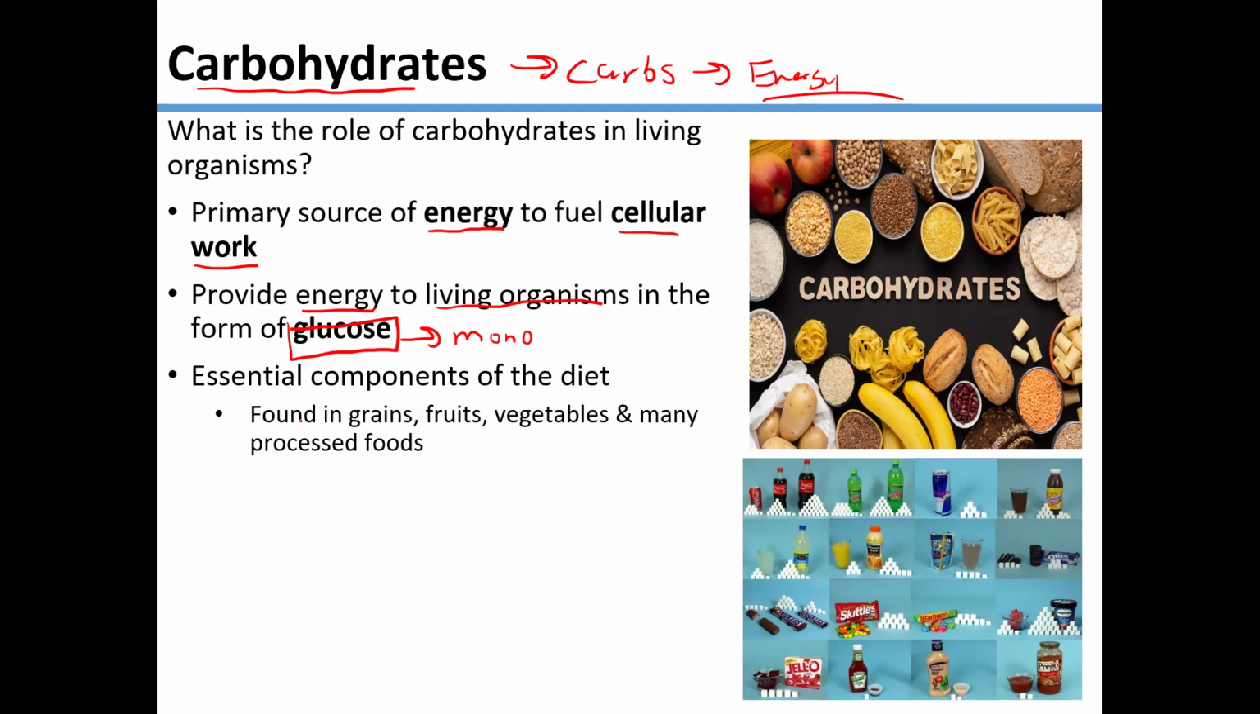Now, they are very essential for the human diet. Carbohydrates can be found in grains, fruits, vegetables, and many other processed foods.